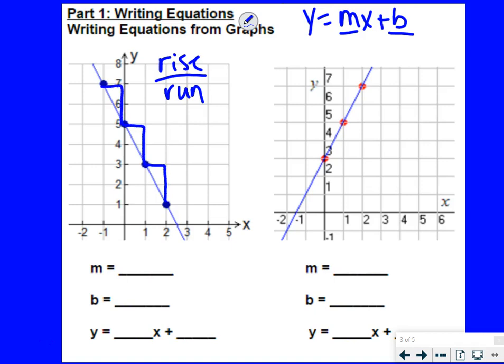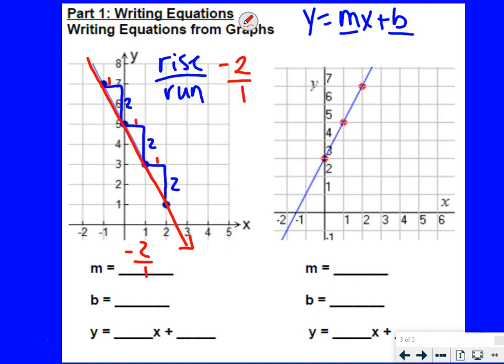How much are we rising each time? Each time we're rising 2. Each time we're running 1. So our rise is 2, our run is 1. However, we have to look. Are we going up the mountain or down the mountain? If we read that graph from left to right, we are going down the mountain, which makes our rise over run -2 over 1.